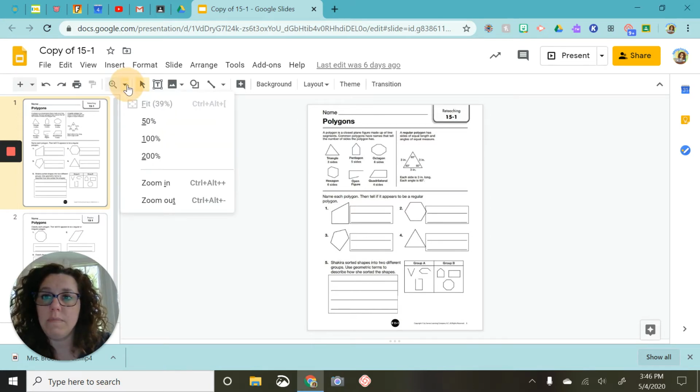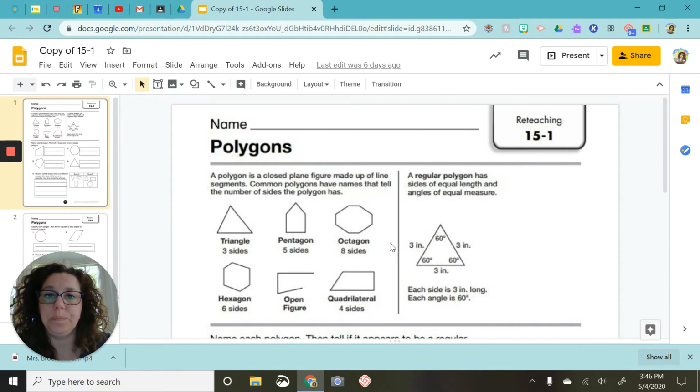I'm going to make my screen 100%. And our unit 15, or topic 15, is all about polygons. And polygons are just a simple name for a shape, or a fancy word for shape. So here it says a polygon is a closed plane figure made up of line segments. Common polygons have names that tell the number of sides the polygon has.